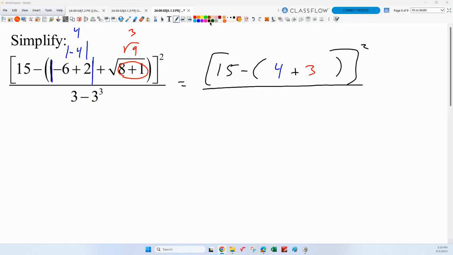Okay, good. On the bottom, what's the first thing I could do? Let's do one step on the bottom while we're at it. Well, how about this 3 cubed? What's that? Yeah, that's 27. Good. 3 times 3 times 3 is 27. So on the bottom, we just get 3 minus 27. Go from there.